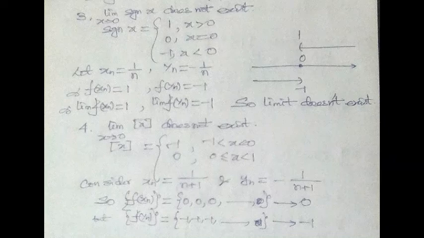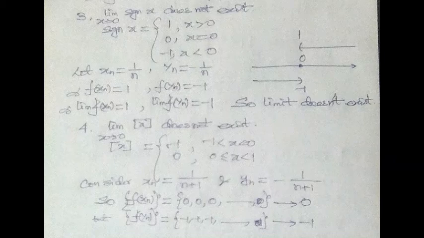So [x] takes the value -1 when -1 < x < 0, and takes the value 0 when 0 ≤ x < 1. That is the definition of the greatest integer function. So we have to consider two different sequences. Suppose xn equals 1/(n+1) and yn equals -1/(n+1).